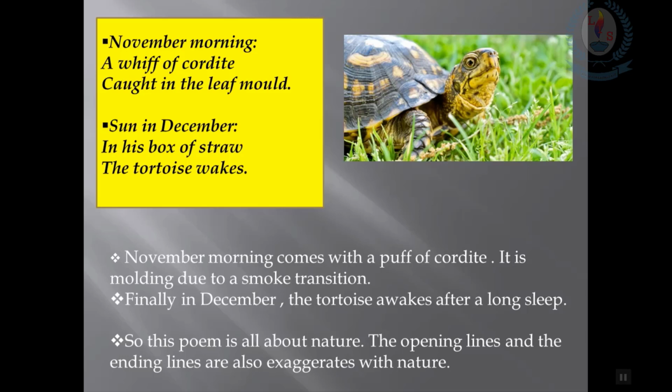Finally, in December, the tortoise awakes after a long sleep. December is the last month of the haiku calendar, so it represents a sleeping tortoise. That is ironical. We can take it as verbal irony because the sleeping tortoise represents that he is preparing himself for the next year. So this poem is all about nature. The opening lines and the ending lines are also about nature.